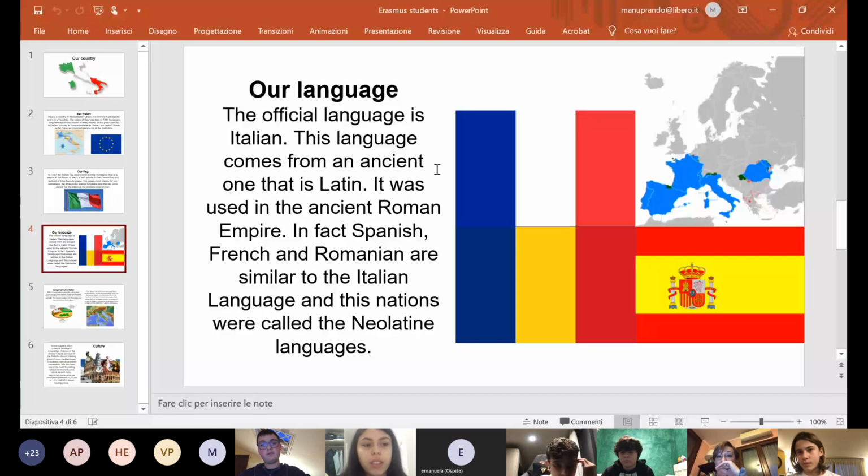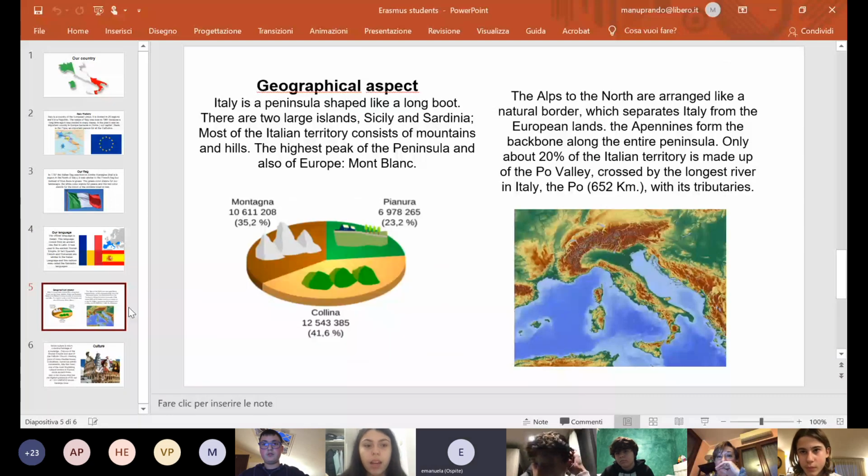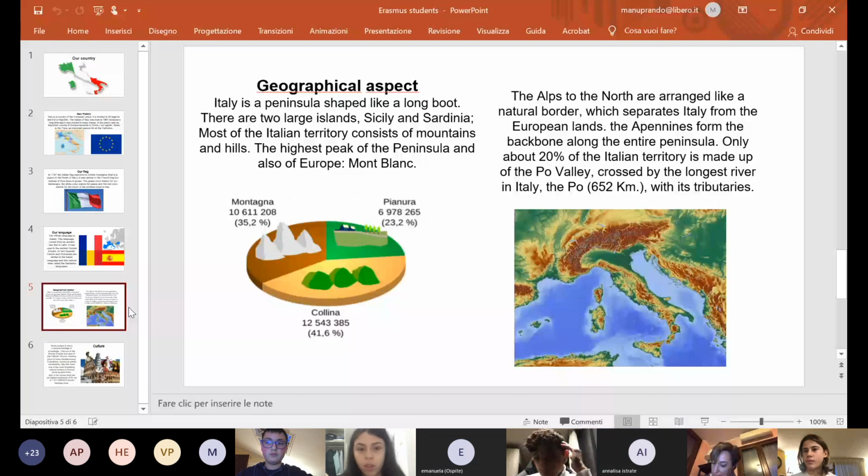Italy is a peninsula shaped like a long boot. There are two large islands, Sicily and Sardinia. Most of the Italian territory consists of mountains and hills. The highest peak of the peninsula and also of Europe is Mont Blanc.